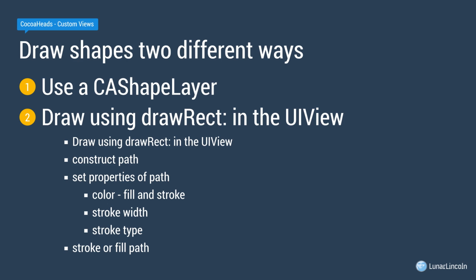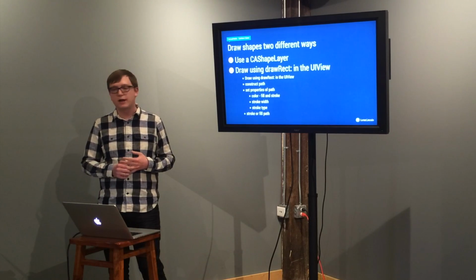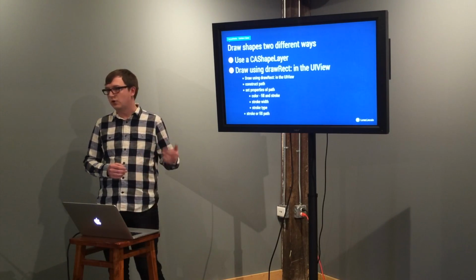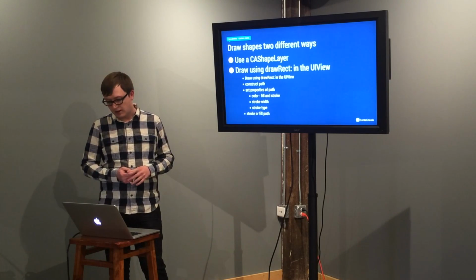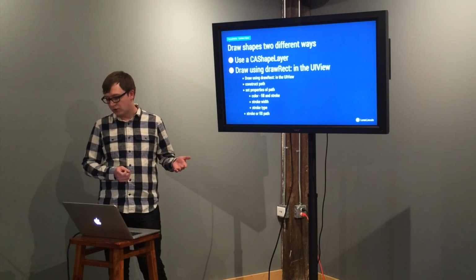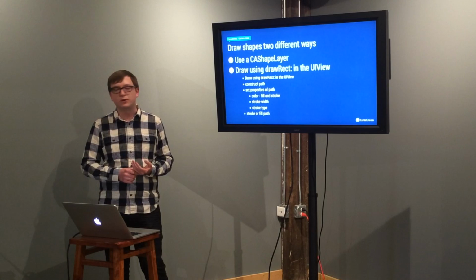So we've got two different ways to draw shapes that we'll talk about. One's to use a CAShapeLayer. So this would be a layer that you either set your view to be backed by, or you just install it in your layer hierarchy for your view. So that's one way to do it. You can also just draw using Core Graphics code in your DrawRect.